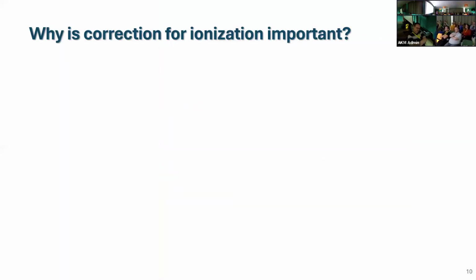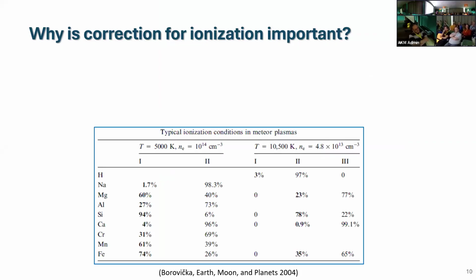And here in this slide, I would like to emphasize the critical importance of this ionization correction when calculating elemental abundances. So in this table, we can see on the left, we have some typical ionization conditions for low temperature component, and on the right, we have for the high temperature component of meteor plasma. And the values in bold represent typical observed lines in meteor spectra, so mainly neutral lines.